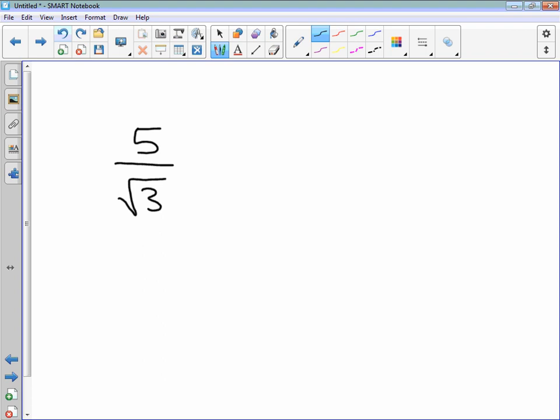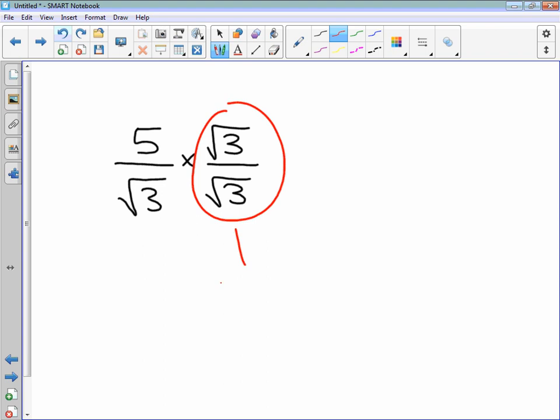In order to do this, we are going to make an equivalent fraction by multiplying the top and bottom of the fraction by root 3. The reason we do this is that root 3 divided by root 3 is equal to 1, so we have not changed the fraction at all, we just made it look slightly different.